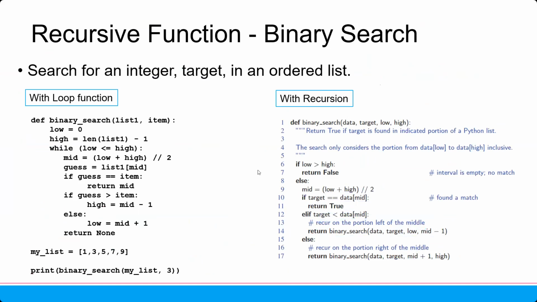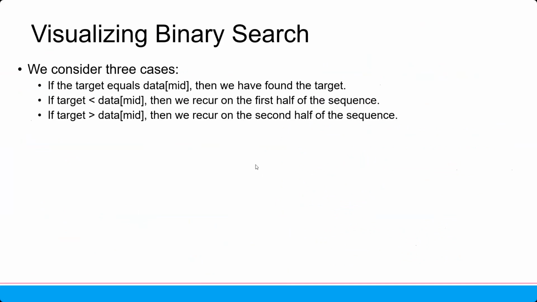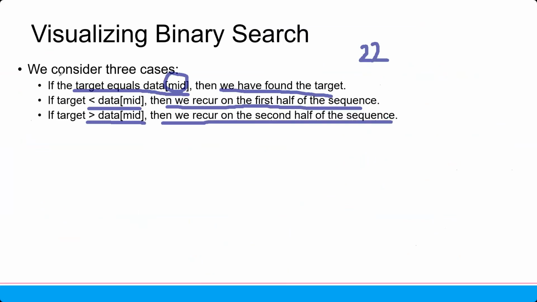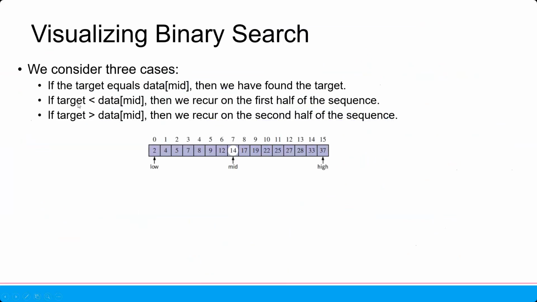Okay, so let's look at the visualization. If the target equals the data at mid, it means 22 is located at the mid position, then we have found the target. But if it is not, then we recur on the first half of the sequence. If it is higher, then we recur on the second half of the sequence. Now let's look at the list that we had before. We have the list, and we want to know what the low, the mid, and the high value are.